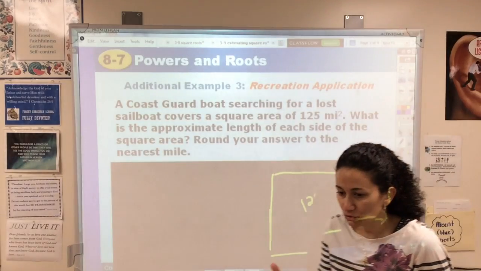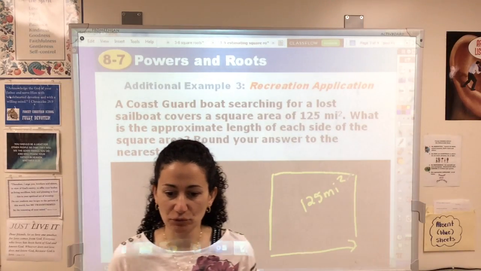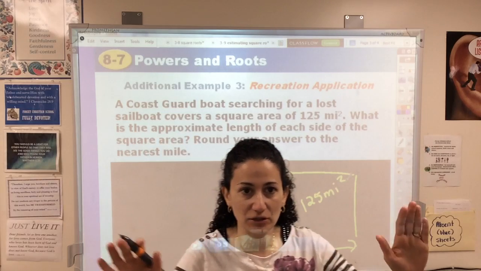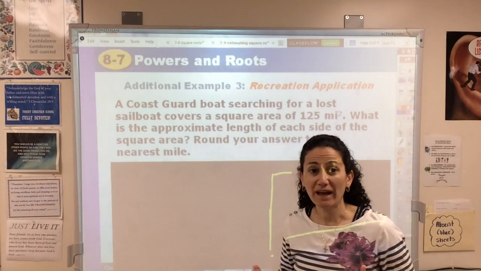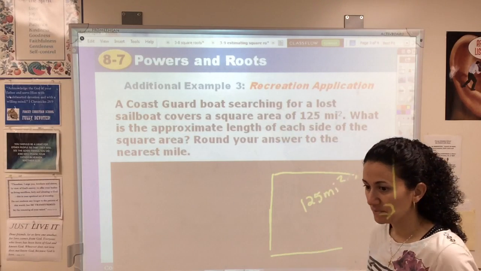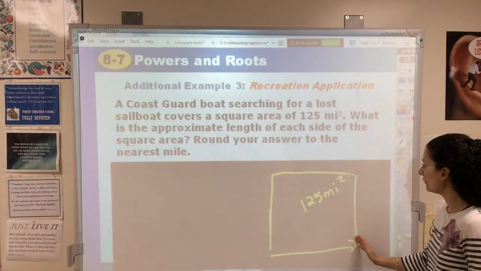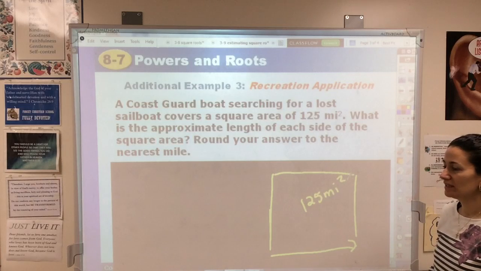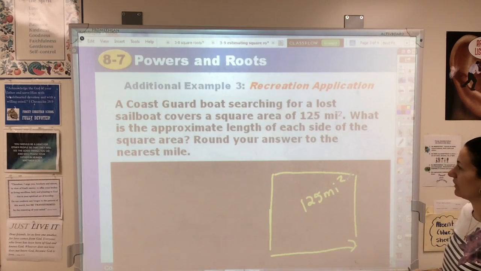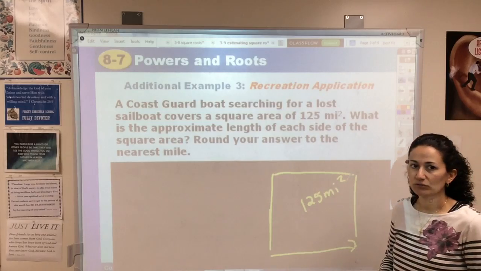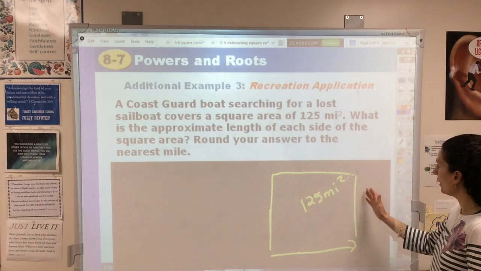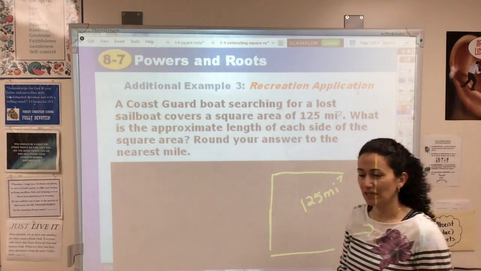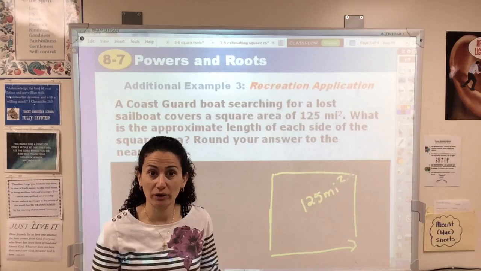Okay, imagine you're Coast Guard, and your boss tells you, go search 125 square miles in this particular part of the ocean. So you have to figure out, as the captain of your boat, how far north do I go? How far west? How far east do I need to go? You're going to have to try to find the square root of 125. You're going to have to try to find, what times what would give me about 125? So this is an example where you could estimate a square root in real life.